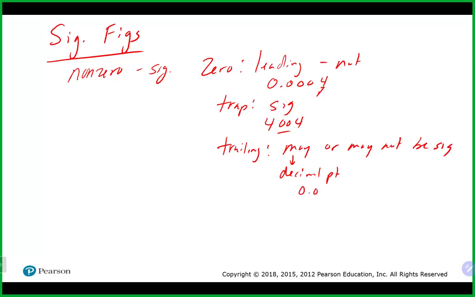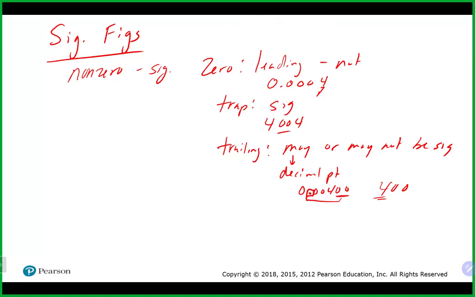So if we had 0.00400, these zeros at the end are going to be significant because there's that little decimal point actually written, as opposed to if you had 400 like so, nothing written, then it will be just that 4 in front that would be our significant figure in that case.